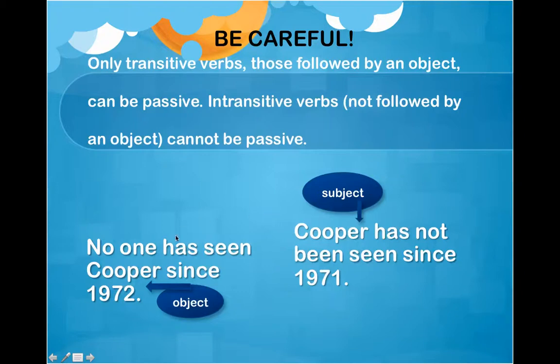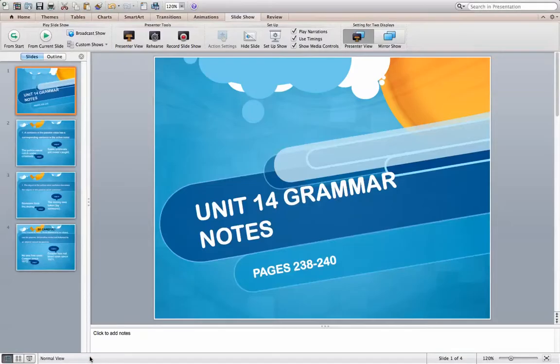So I can say, no one has seen Cooper since 1972. And I move Cooper to subject position. Okay? And Cooper has not been seen since 1972. So the object became the subject in the passive sentence.